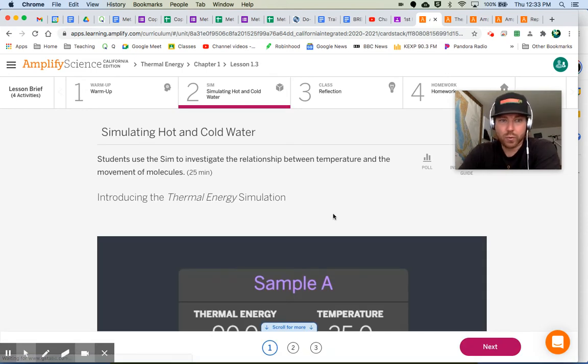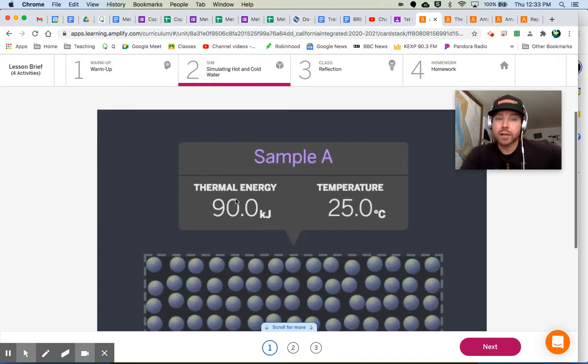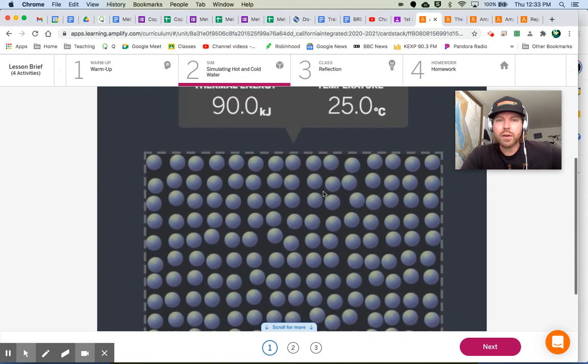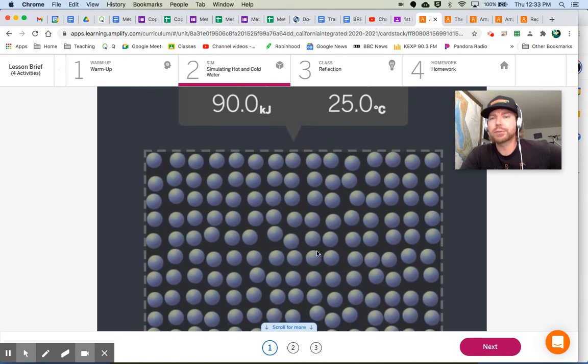Not bad at all. Hey, let's take a look at number 2 in this lesson. Simulating hot and cold water. We're going to be using the simulation basically to model what we saw with the hot and cold water in the food coloring experiment. So take a look at this. This looks like our sample, right? What are all these shaky little circles? What are they? Well, let me go ahead and give it away.